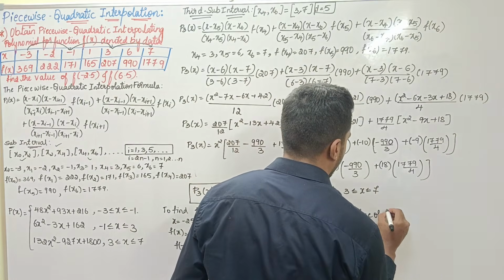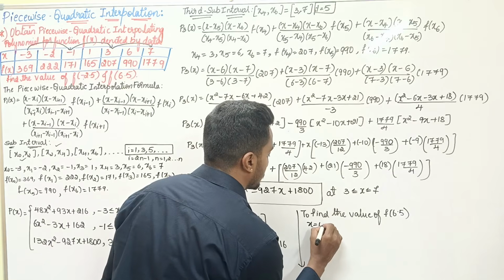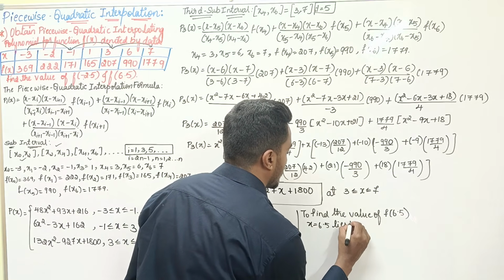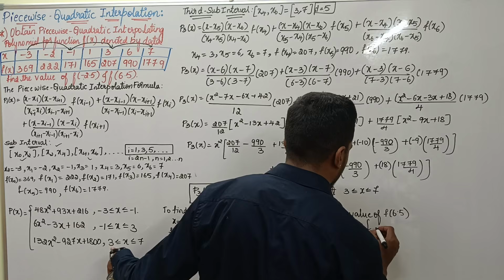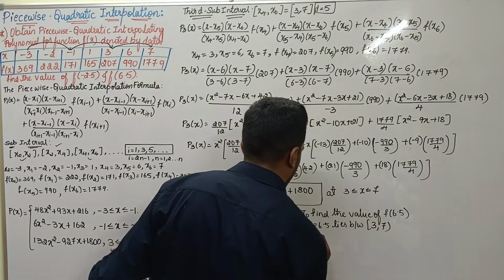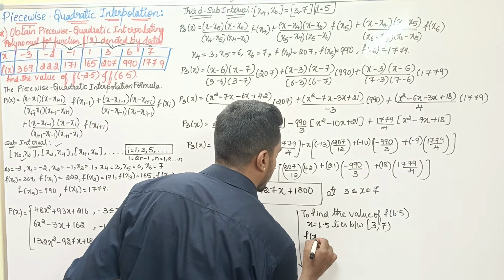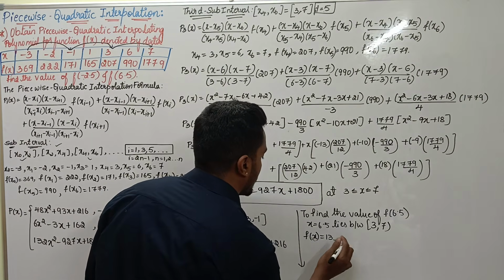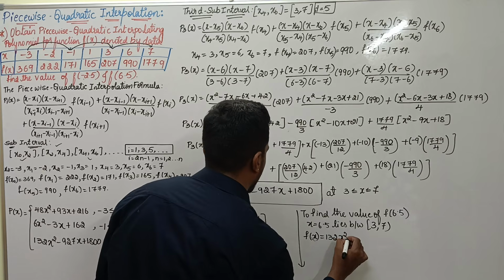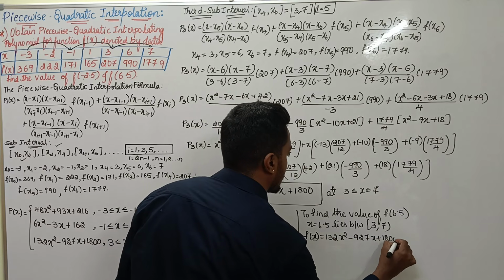Okay, the another sub condition, to find the value of what? F of 6.5, where x equal to 6.5 lies between the interval 3 comma 7. So I'm going to consider f of x, which is equal to 132 x square minus 927 x plus 1800.